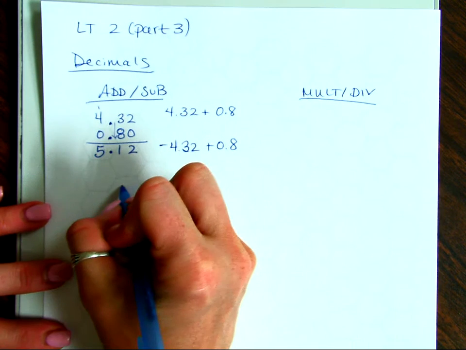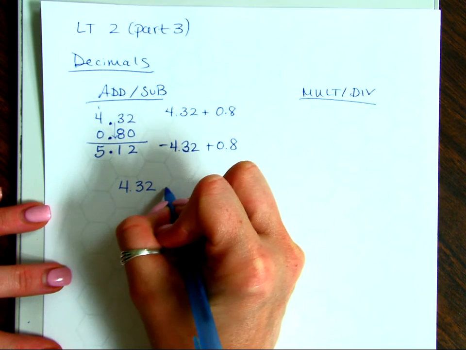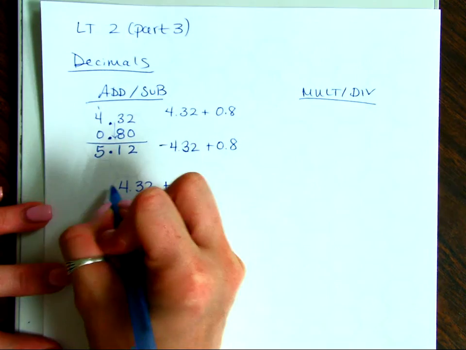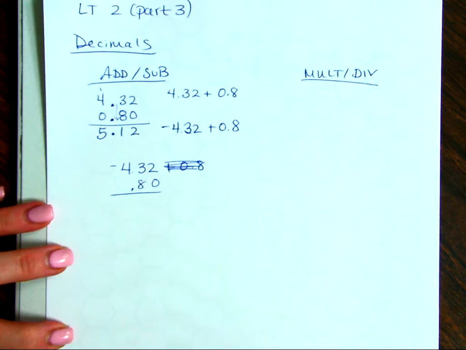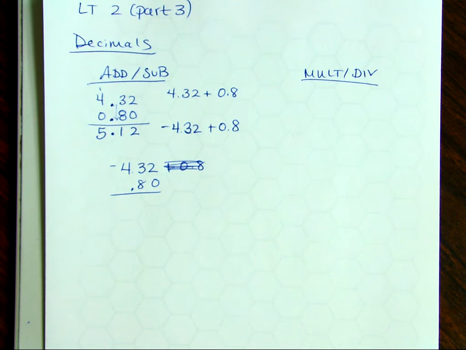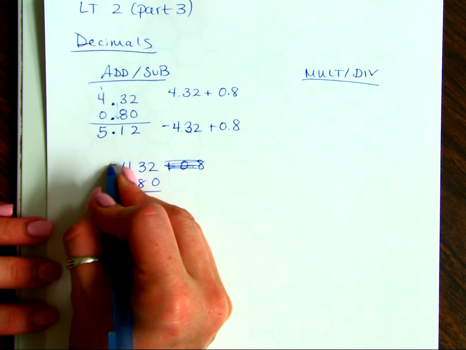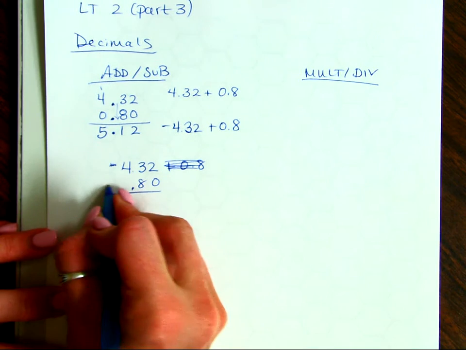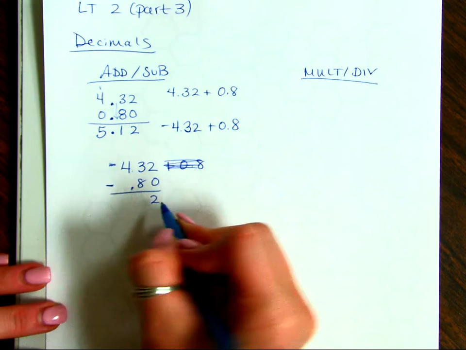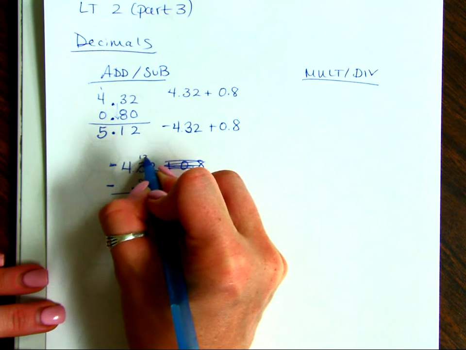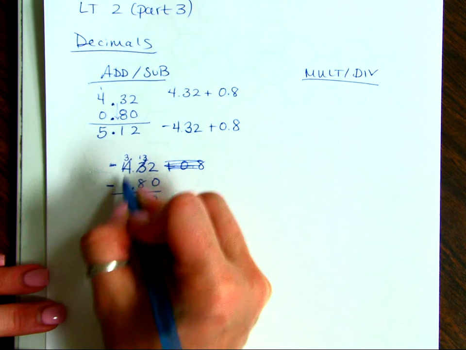So I'm going to set it up the exact same way. So 4.32 plus 0.8, and we're going to take this and this. It's going to be the same way, except I'm not adding. This time I'm subtracting them. So it's almost like I can move that sign aside for a minute and do the sign after the fact. 2 minus 0 is 2. This becomes 13. And this becomes 3, right? Decimal comes straight down. This is 5 and this is 3.